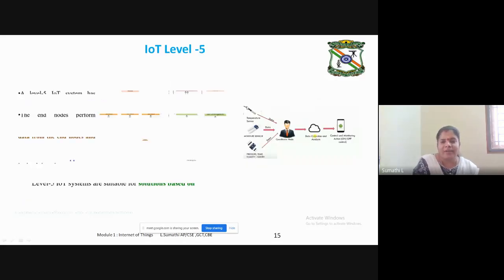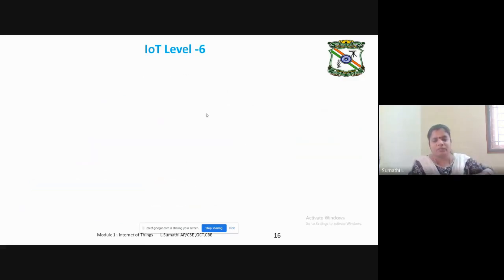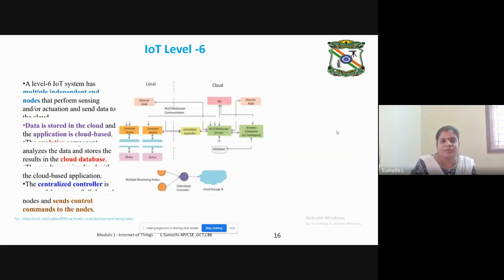The next is your level 5. In level 5, you have a coordinator. All your data will be collected to the coordinator, and your coordinator will pass the information to your cloud for further processing. The next level is your level 6, where all these nodes are independent of each other, right? And you have a centralized controller and all the communications happen to your centralized controller.